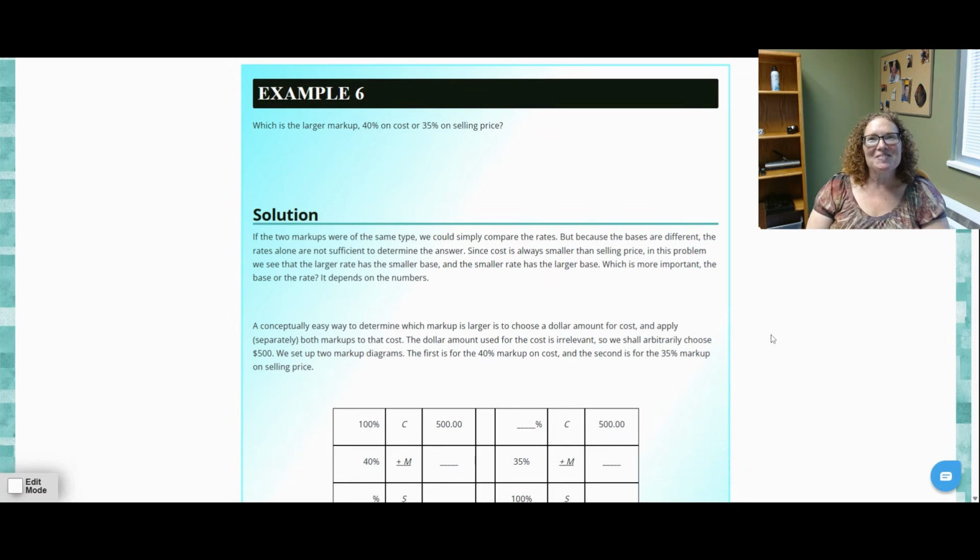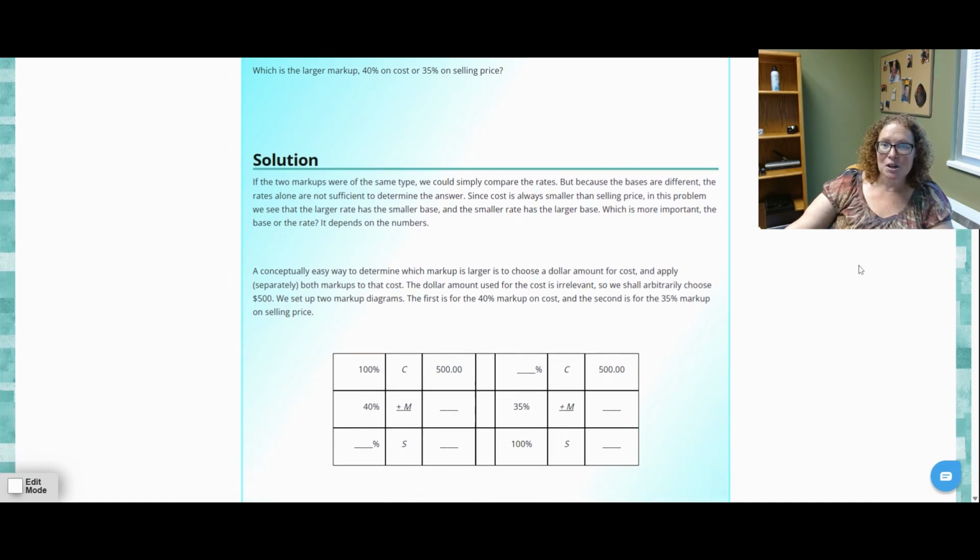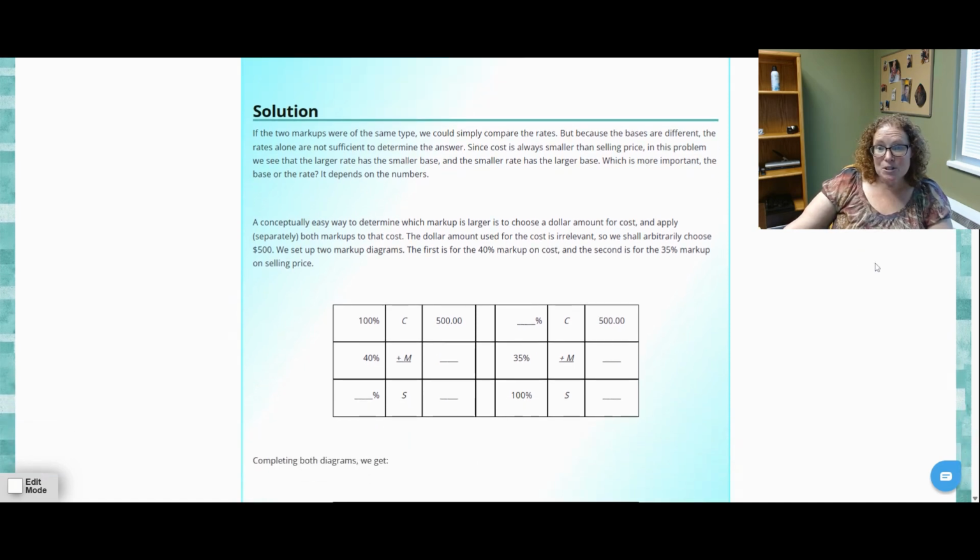So we've talked about before that, even though a number looks bigger, it might not always be the best option to go with. And that's what we're looking at here. It's what's the larger markup, 40% on cost or 35% on selling price. So basically, we're setting up these charts next to each other. And so we're going to compare, and we're going to do the problem for both and see what makes sense.